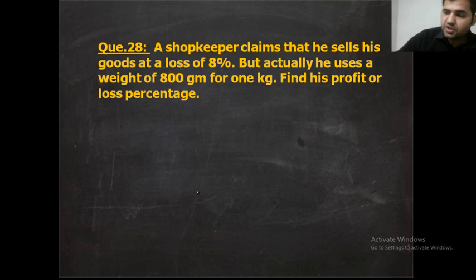Let's move to the next question, question number 28. So what will be the answer of this question? A shopkeeper claims that he sells his goods at a loss of 8%, but actually he uses a weight of 800 gram for 1 kg. Find his profit or loss percentage.